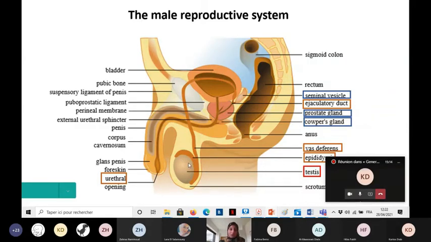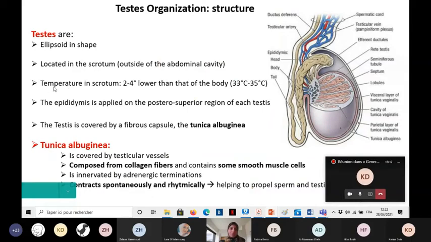So this position in the scrotum is important because the temperature is 2 to 4 degrees lower than that of the body. Then on the upper side, on the posterior superior region of the testis, we have the epididymis.